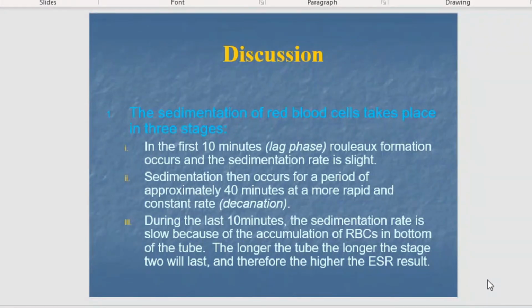Then during the last 10 minutes, you can see that the sedimentation rate is slow because of the accumulation of RBC at the bottom of the tube. Then the longer the tube, the longer is the stage 2 will last, and the higher the ESR results.